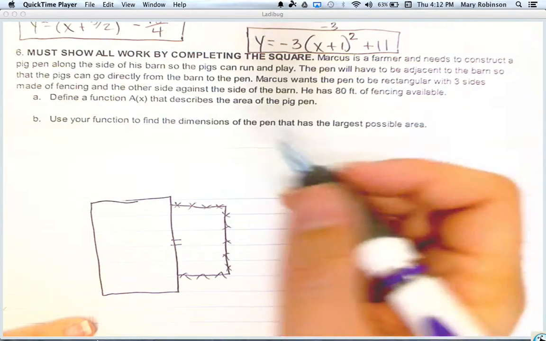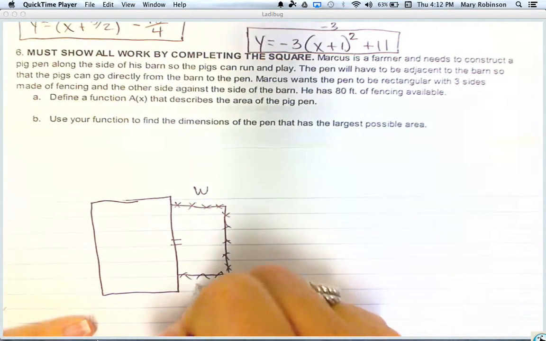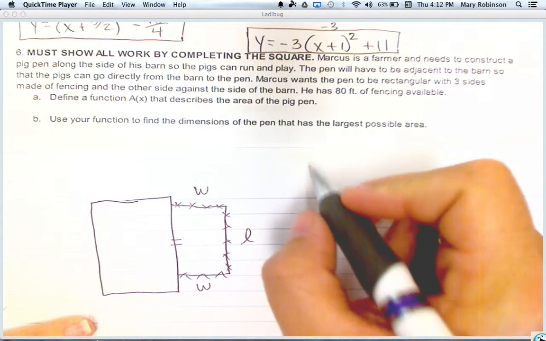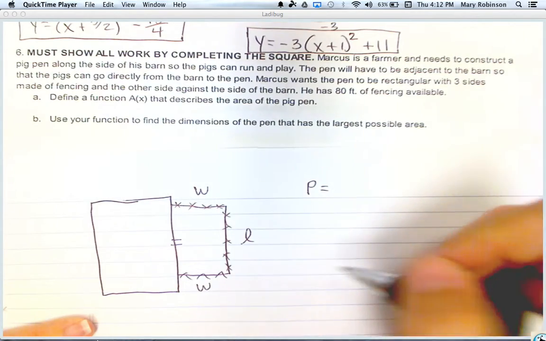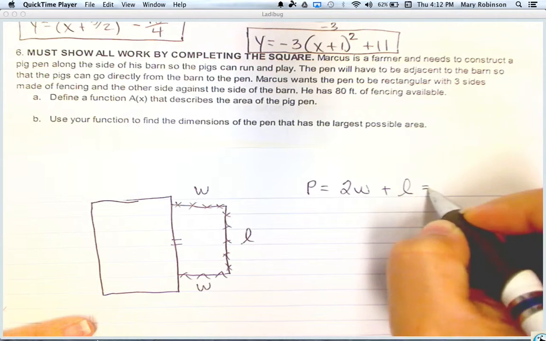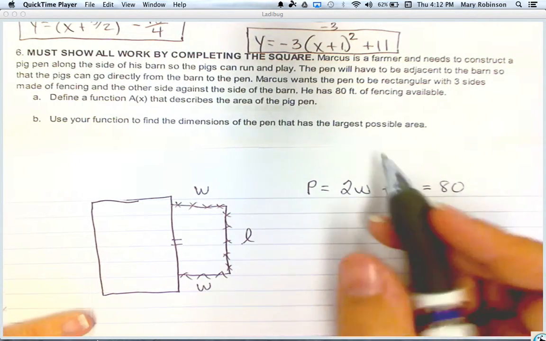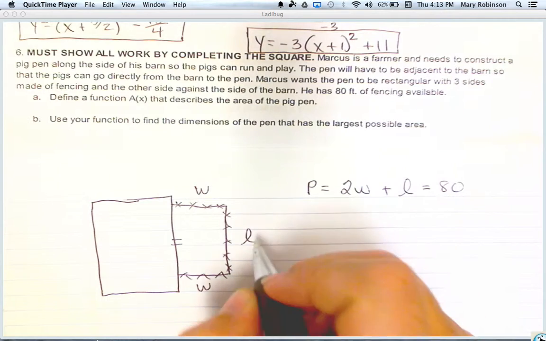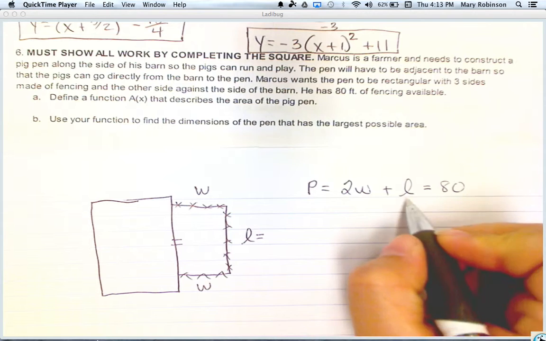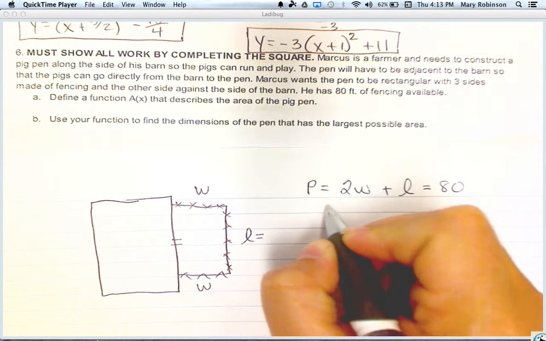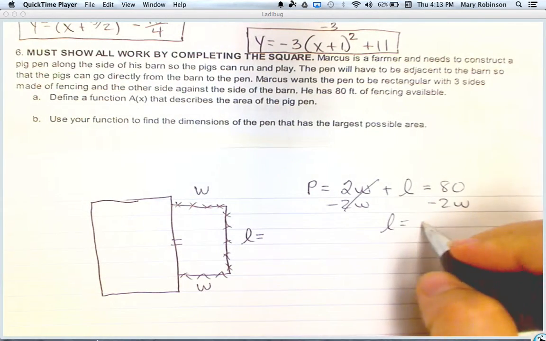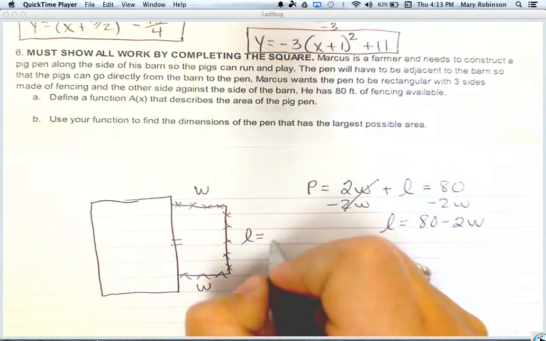Just like we did in class, you're going to have 2 widths. You've got this width and this length. These are going to add up to the perimeter of 80 feet. So if you think about the equation for perimeter, that's adding up the sides, we're going to have 2w plus our length equal to 80 feet. Well, if twice our width we don't know, we should be able to create an expression for length. If we were to solve for length, you should agree that we would subtract 2w from both sides. So length would be 80 minus twice the width.